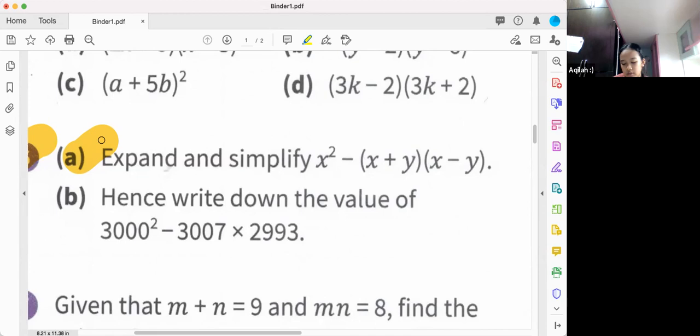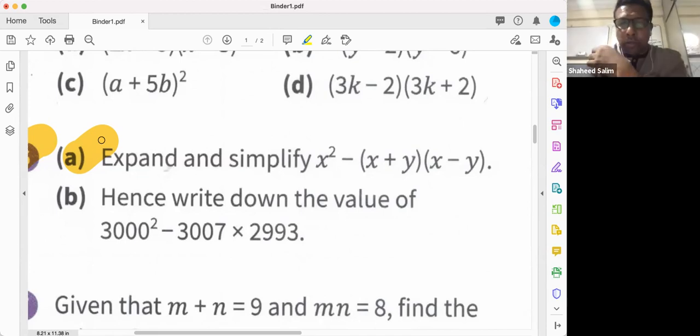Is it 2xy minus y squared? Can you show me? For this part, we need to get it right, then we can go to the next. Yeah, I think you made a mistake in the sign of the xy. So can you just check? Can you spot the mistake?